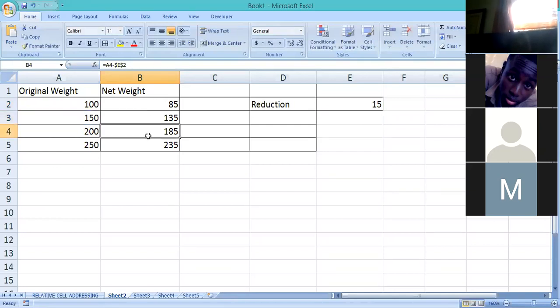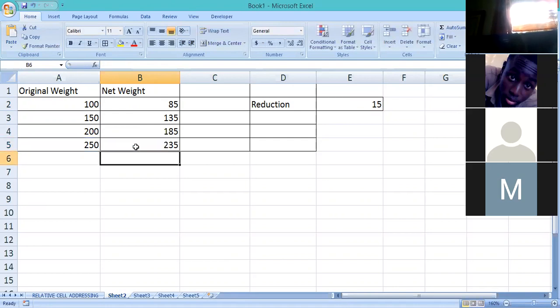All right, look at this one now. Equal A4 minus $E$2. So you notice this one is changing. It's changing from A2 to A3 to A4 to A5, but the $E$2 does not change. Everybody see that? Yes, Miss. So that is absolute cell addressing.